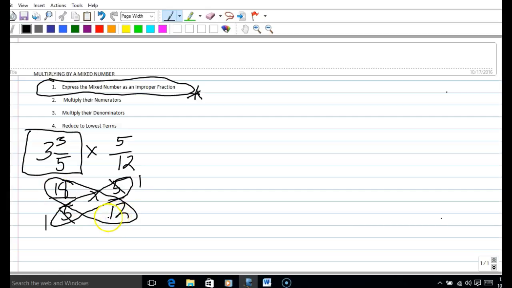So 18 and 12 both contain a common factor of 6, so I'm going to divide 12 by 6, which gives me 2. I'm going to divide 18 by 6, which gives me 3. So now I'm going to multiply numerator times numerator. 3 times 1 is 3. And denominator times denominator. 1 times 2 is 2. And that's equal to 1 and 1/2. Again, I want you to express all improper fractions as mixed numbers.